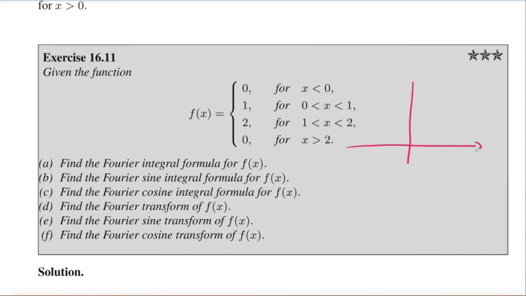f of x is 0 for x less than 0, and it is 1 between 0 and 1, and it is 2 between 1 and 2, and then it jumps down to 0 again. So this is our function f of x. And we know already if we do the Fourier sine integrals or the Fourier transforms, we get half the value at the jump. So we can fill in the jump points here, which the Fourier integral formulas will attain on the jumps. Okay, so now the problem is A, find the Fourier integral formula for f.